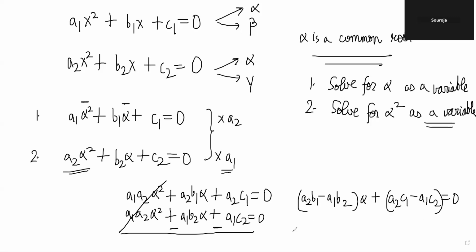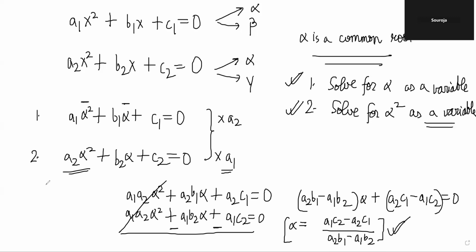So from here we can solve for alpha, no? Alpha is equal to (A1 C2 minus A2 C1) divided by (A2 B1 minus A1 B2), right? Remember A1, B1, C1, A2, B2, C2 are all numbers. So this is the value of alpha, right? So we have solved for alpha. That was the first step. Now, similarly, you should solve for alpha square.